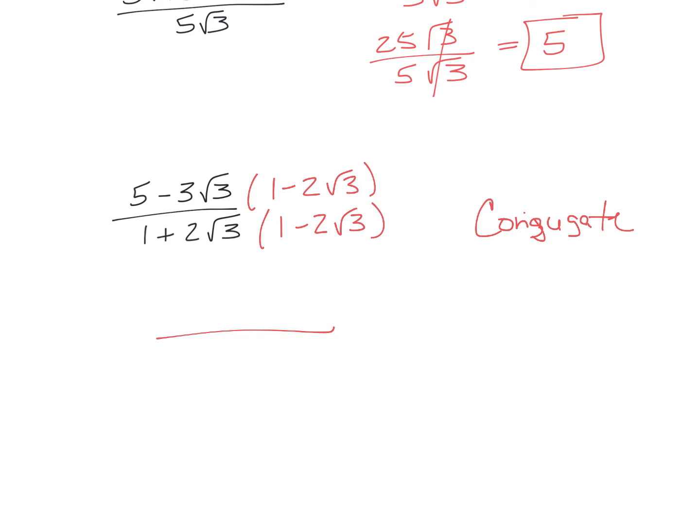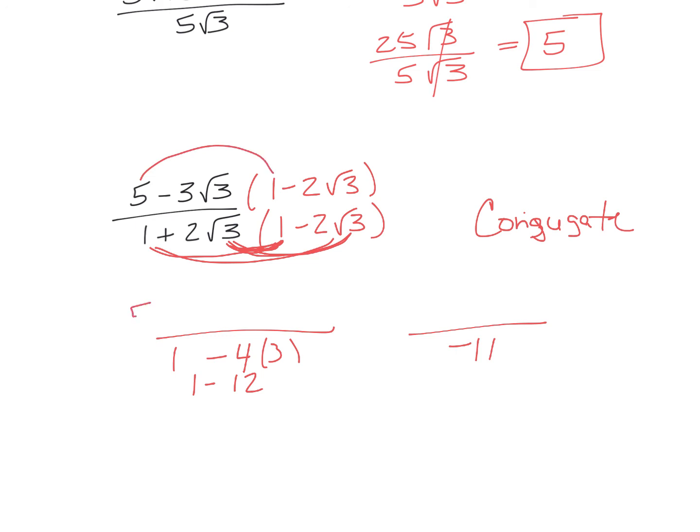Because on the bottom, I'm going to get 1, and then you're going to get a negative 2 root 3, a positive 2 root 3. If you use conjugates, those outside and inside terms will always cancel. And then my last terms would be a negative 4 root 9, which is 3. So on the bottom, I have 1 minus 12, which is a negative 11. So I've gotten rid of the square root in the bottom.